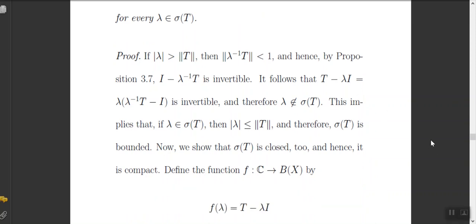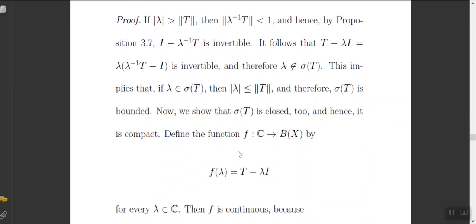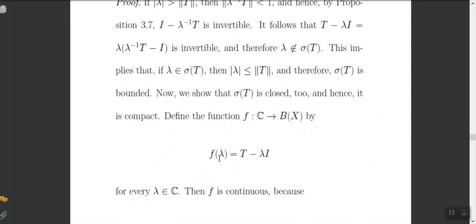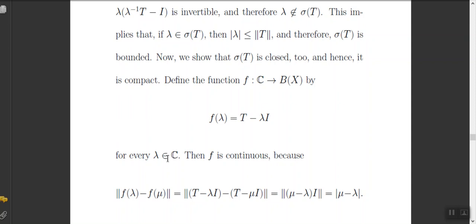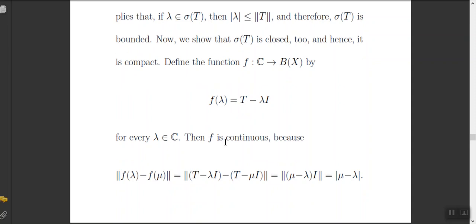Okay, to prove that the spectrum is closed, we define a function f from the complex numbers into B(X) by f of lambda equals T minus lambda I. So this is an element of B(X) for every lambda. We claim that f is continuous.